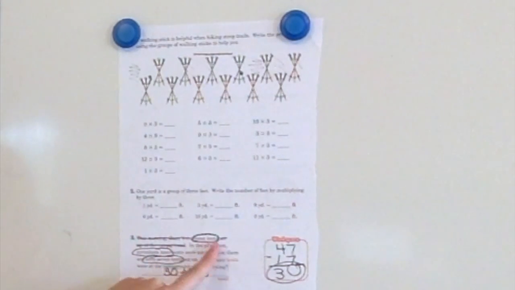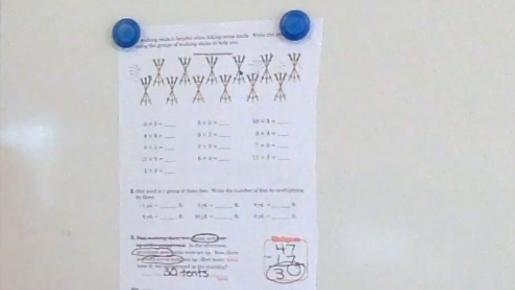So if I was going to read this again, this is how it would be. This morning, there were 30 tents set up at the campground. In the afternoon, 17 more tents were set up. So 30 plus 17. Now there are 47 tents set up. How many tents were at the campground in the morning?